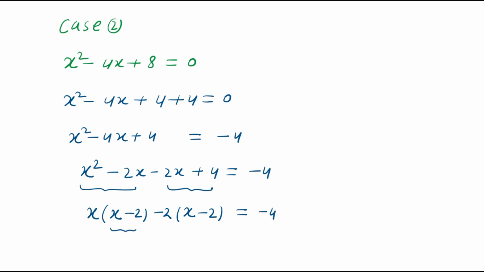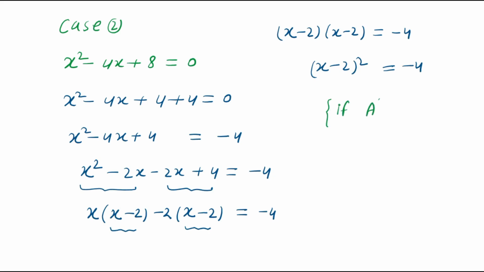Here x - 2, and here x - 2. If we take x - 2 common, then you will get (x - 2)(x - 2) = -4. (x - 2) times (x - 2) is (x - 2) whole squared, and this equals -4. Now here we will apply this rule.